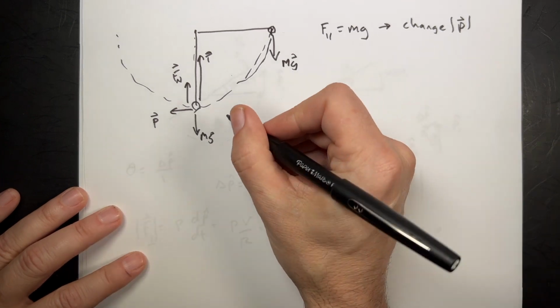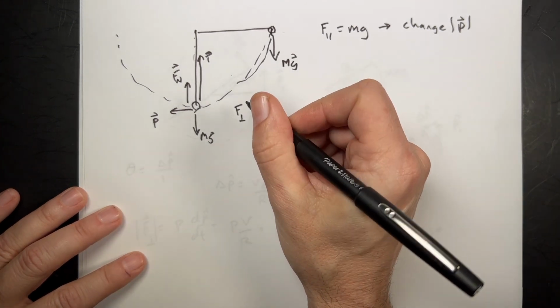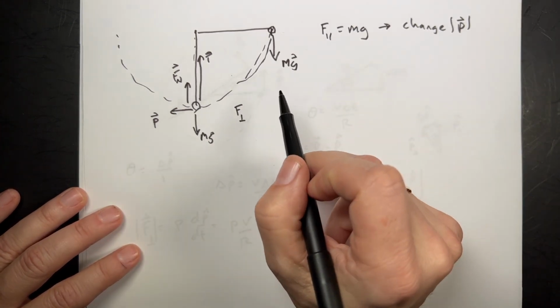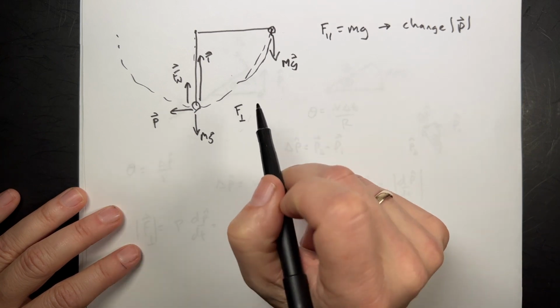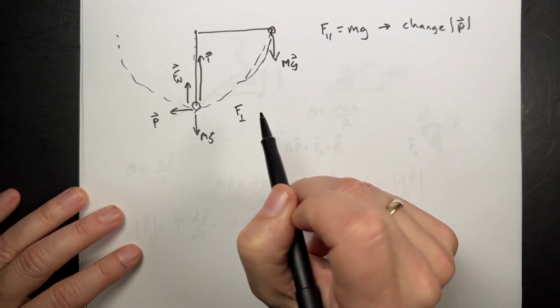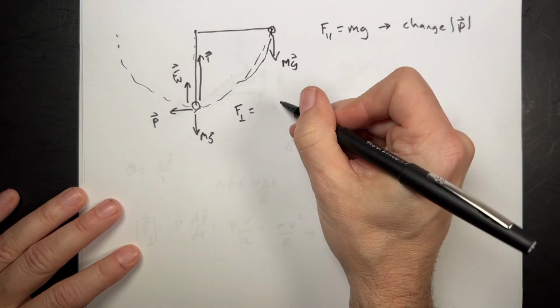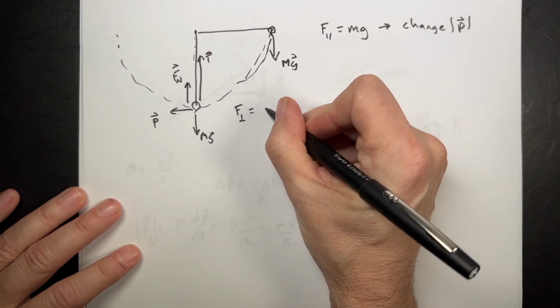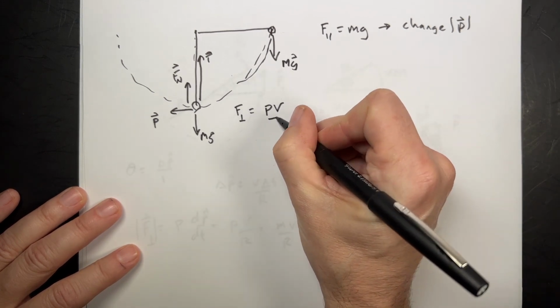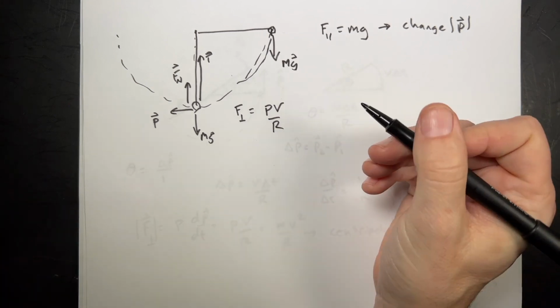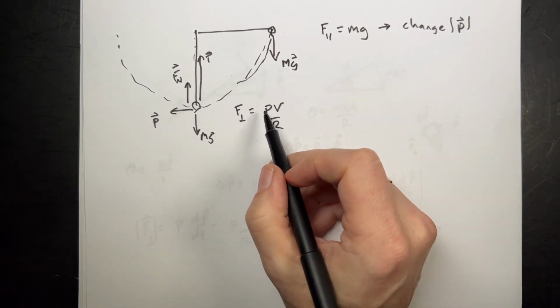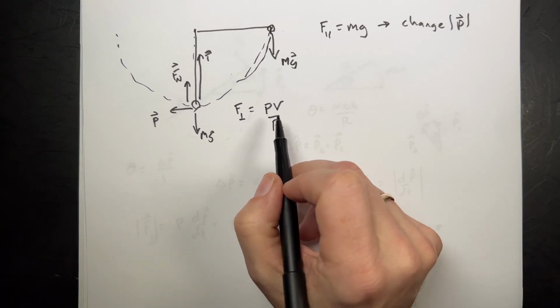So now you'll notice that this is a perpendicular force. It does not change the magnitude of the momentum. It only changes the direction. So this is going to be equal to PV over R, or mv squared over R, same thing. And this is the magnitude. That has to be true, right?